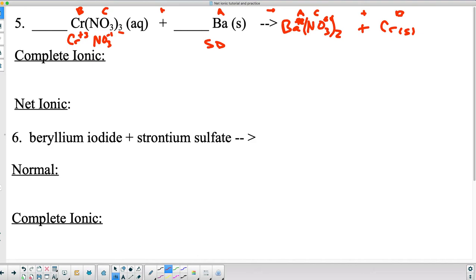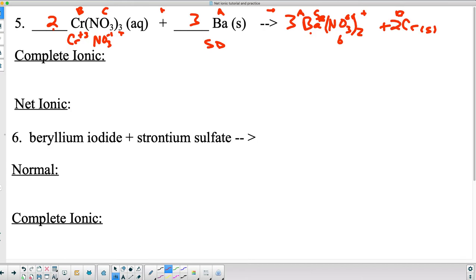I have 3 NO3s on the left-hand side, but 2 on the right-hand side. So let me see if I can move this thing. Ooh, I can't. I can move part of it, though, like that. Move it over just a little bit. And then if I put a 3 in front here, that gives me 3 Bas and 6 NO3s. That gives me 3 Bas on this side. There, now we're the same. And how do I get 6 NO3s on this side? Well, I have to put a 2 in front because 2 times 3 gives me 6 total, so that works. And then I need a 2 all the way down here, like that.